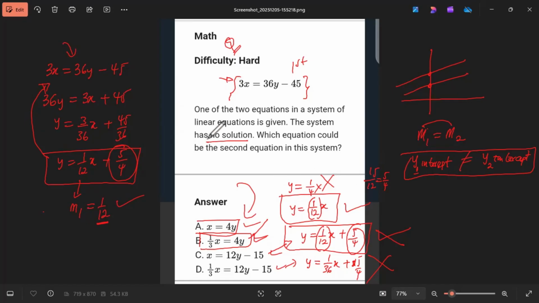If they told you the system has infinitely many solutions, then this one would be the correct answer for infinitely many solutions.